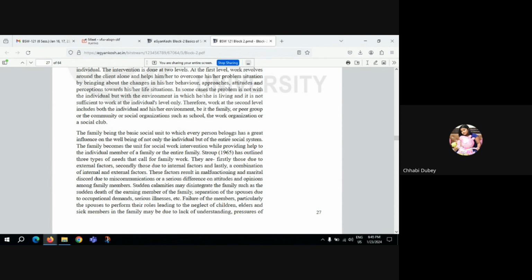Now, these factors often result in certain malfunctioning within the family. It could be a marital discord due to miscommunication or serious differences of opinion between members of the family, caused due to differential attitudes among the family members. Certain calamities may also disintegrate the family, and all of these may cause serious problems within the families. Then sometimes failure of the members, particularly the spouses, to perform their roles leads to neglect of children, elders, and sick members of the family, and these also create a lot of problems.